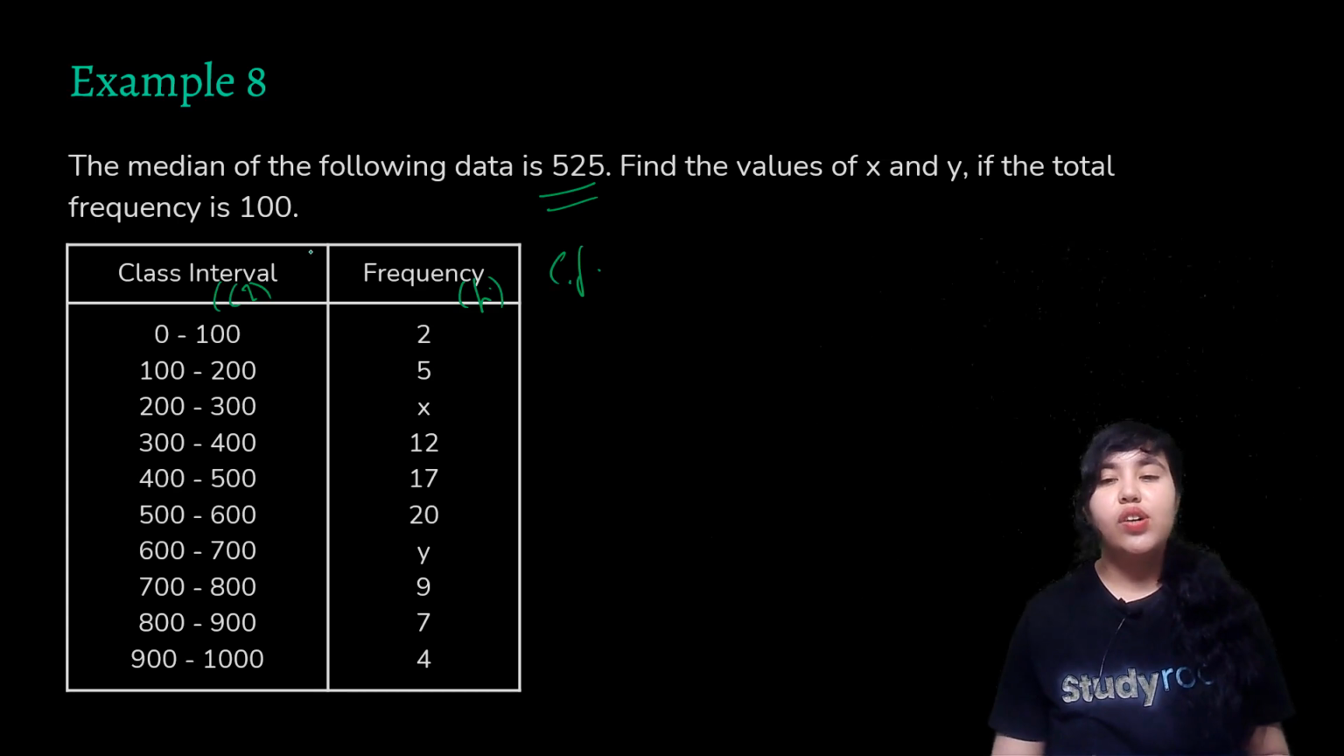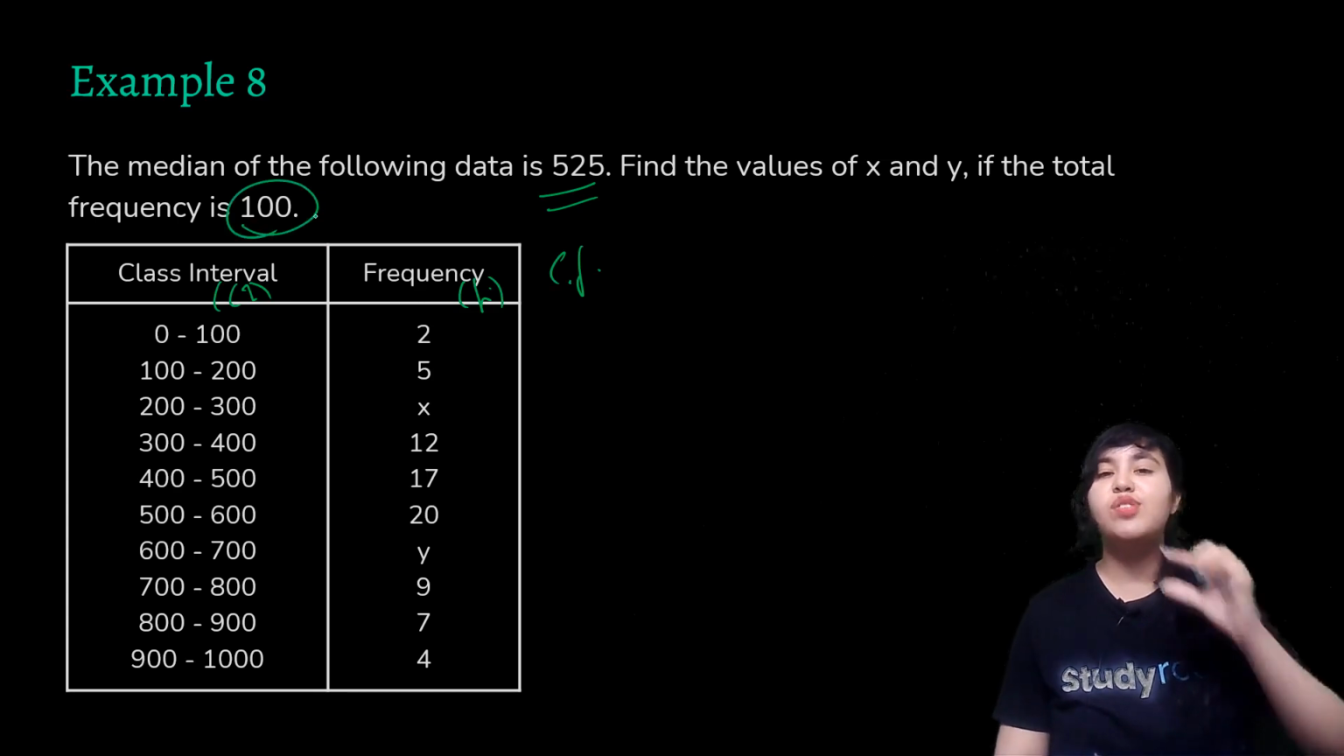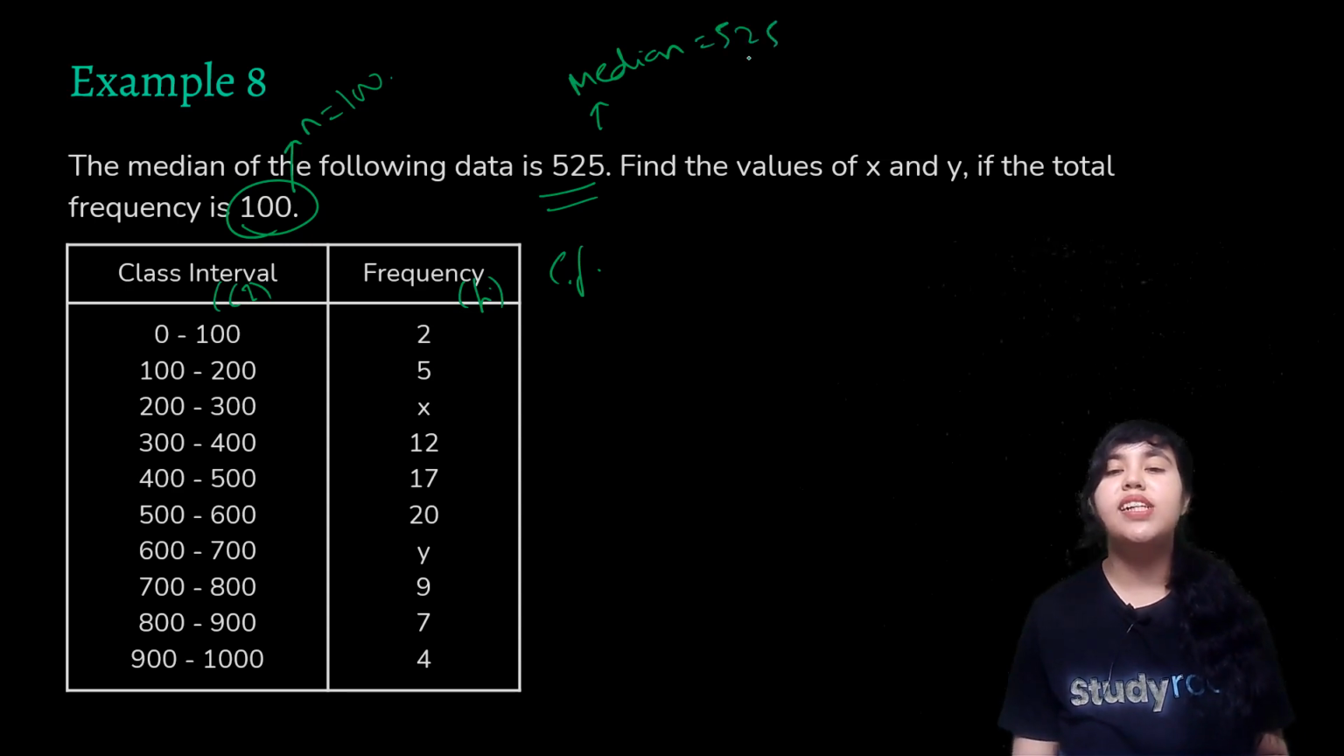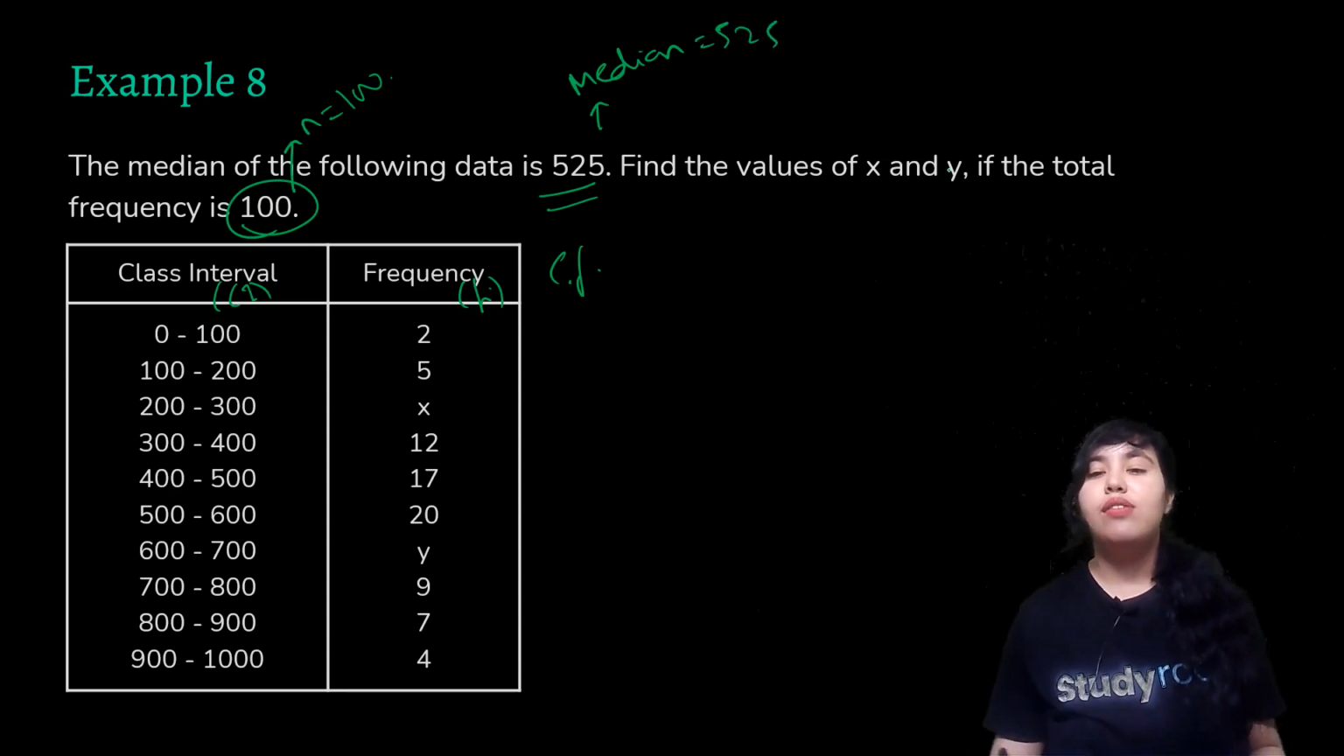Here the total frequency is 100. That is already given to us. That means the last cumulative frequency that you'll get, n that we are saying, will be equal to 100, and the median is given to you as 525. So if the median is already given, what are we finding? We're finding this x and y. They are the frequencies here.